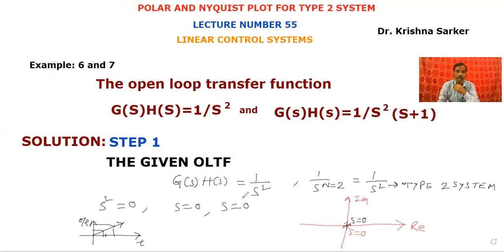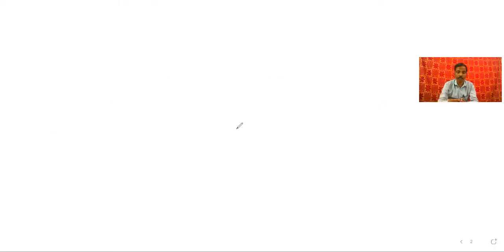So the given open loop transfer function G(s)H(s) equals 1 by s square. This is type 2 system, and the pole locations are s equals 0 and s equals 0. This is multiple, and the open loop system is unstable. So what is the conclusion? Open loop system unstable. Then Nyquist path.